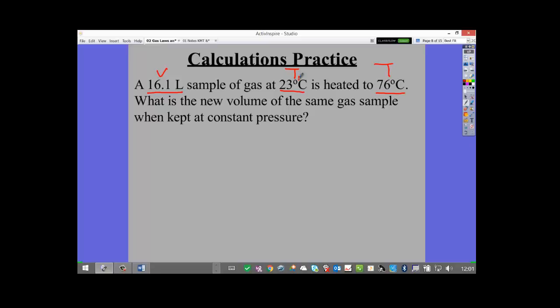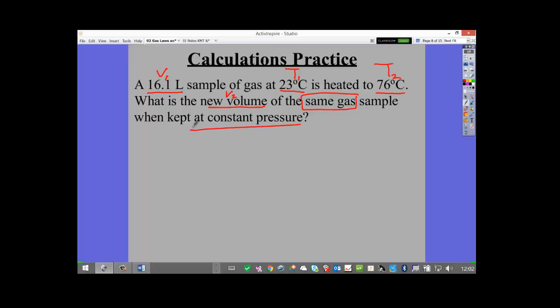and I'm going to label it T1, and this one I'm going to label T2 because that's the second temperature they've given me. Okay? Then it says, what is the new volume? That is what the question is asking me. So this is going to become my V2, and this is going to become my V1. We know we're dealing with the same gas, when kept at constant pressure.